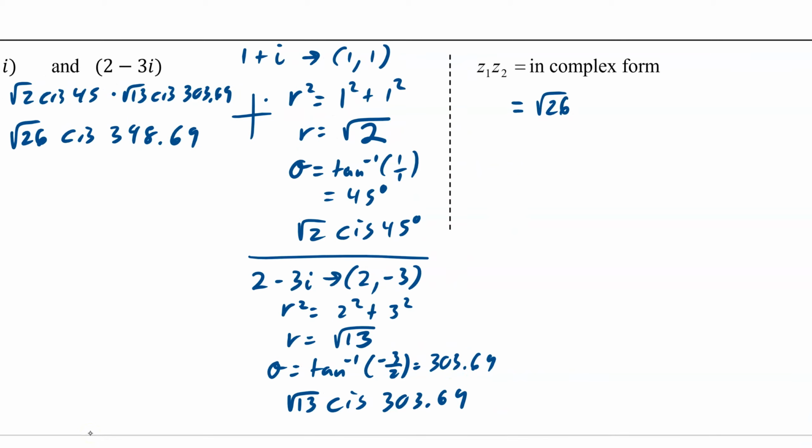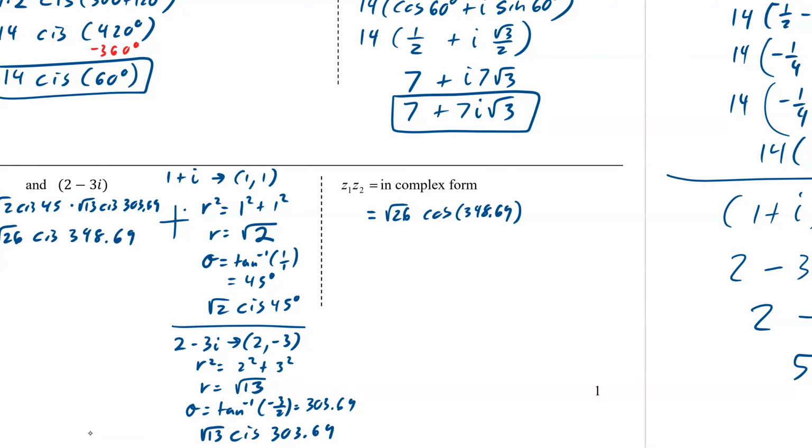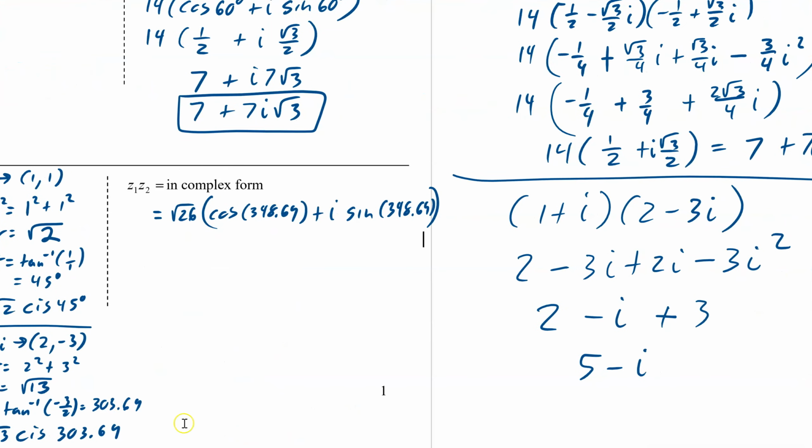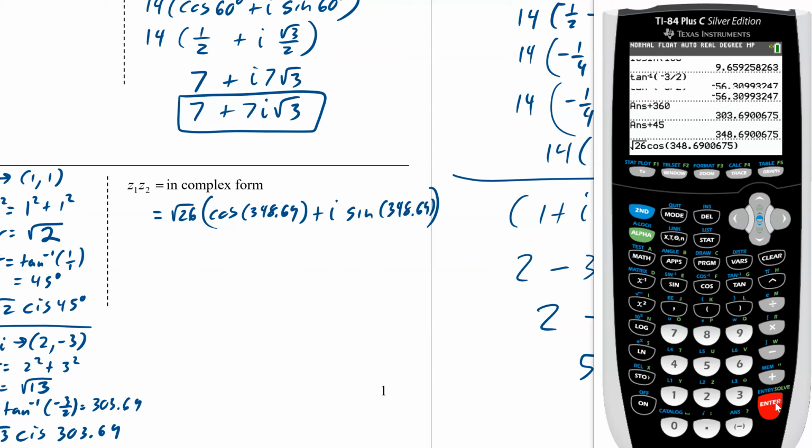So it's root 26 cosine of 348.69 plus i sine of 348.69. And we plug that in our calculator. So square root of 26 cosine. And you notice I have to enter that in, right? So we don't want to do that. What we're going to do is square root of 26, and we're going to grab it. So cosine, scroll up, hit enter, and that way it's the exact answer, parenthesis, hit enter, and we get 5.